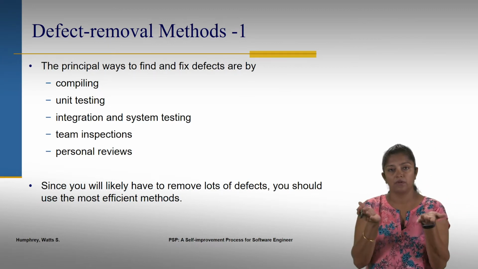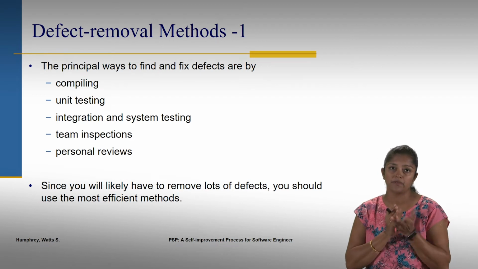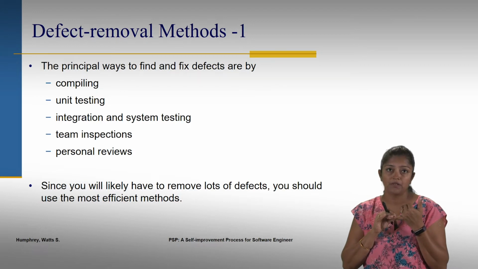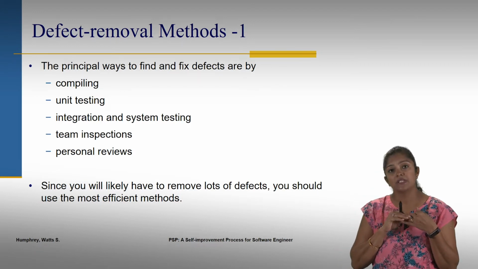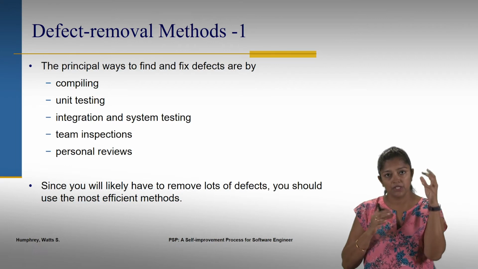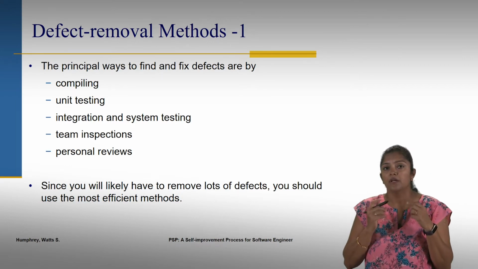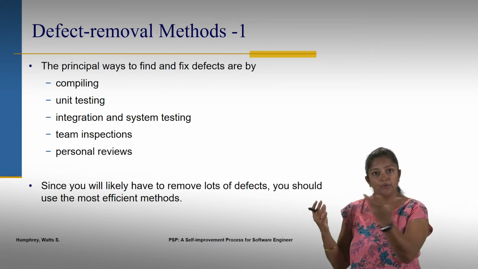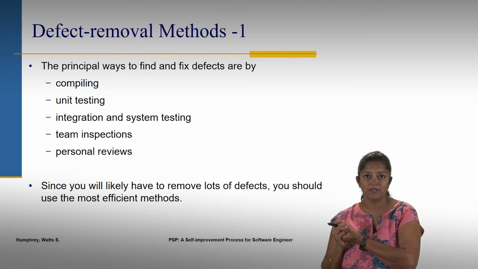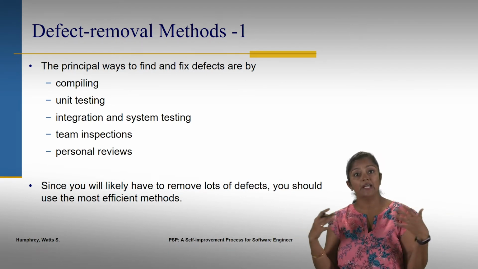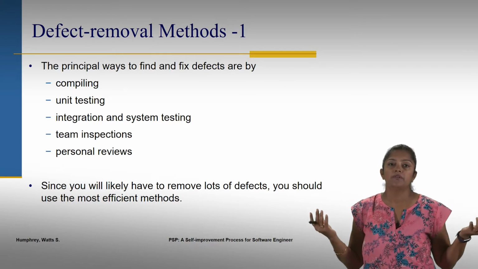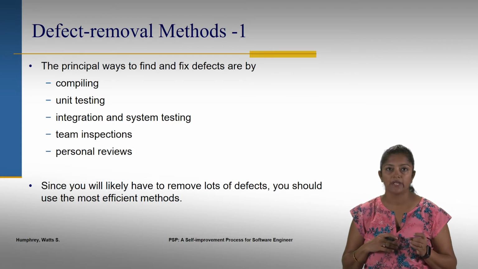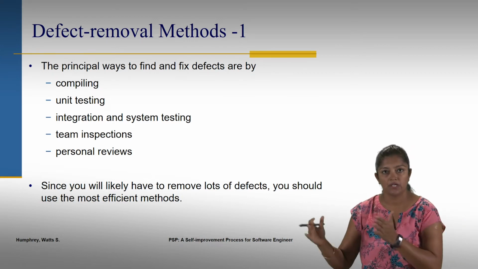Some of the common ways in which we find and fix defects are, first of all, the very first thing that we do is compile. During compilation, all the syntax errors are removed. Once that's done, we do unit testing. We unit test each module that we've just created to remove any defects. Then these different units that have been developed and tested, we integrate them and test the integration of those units. And then we do system testing of the overall system. So that's really the testing life cycle, and that's how we do testing at different levels.